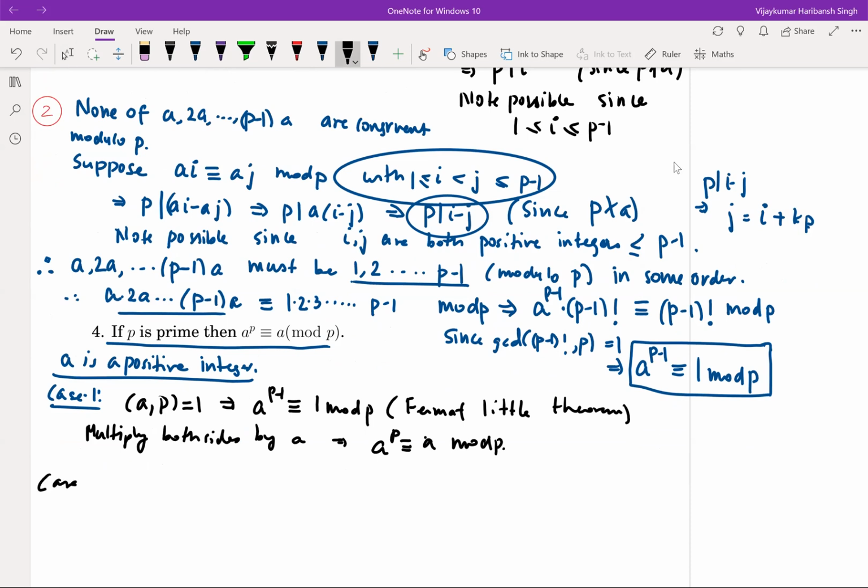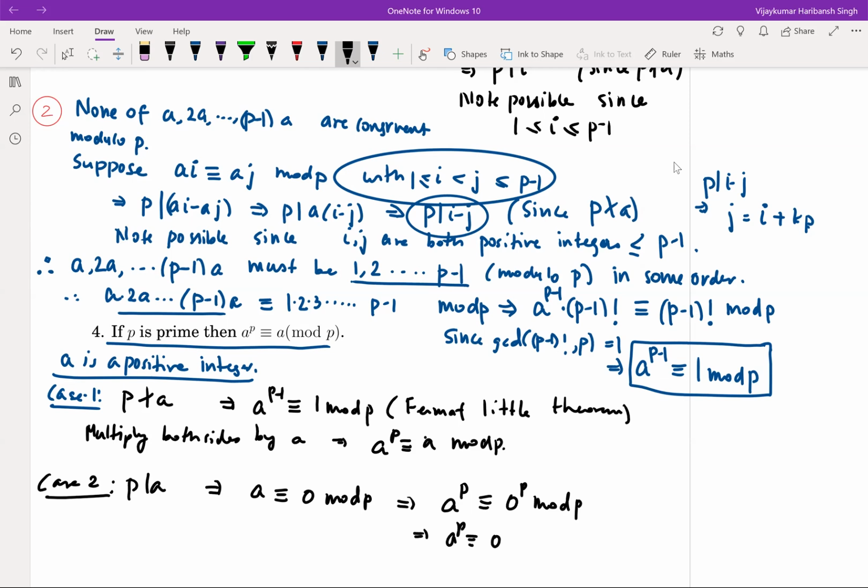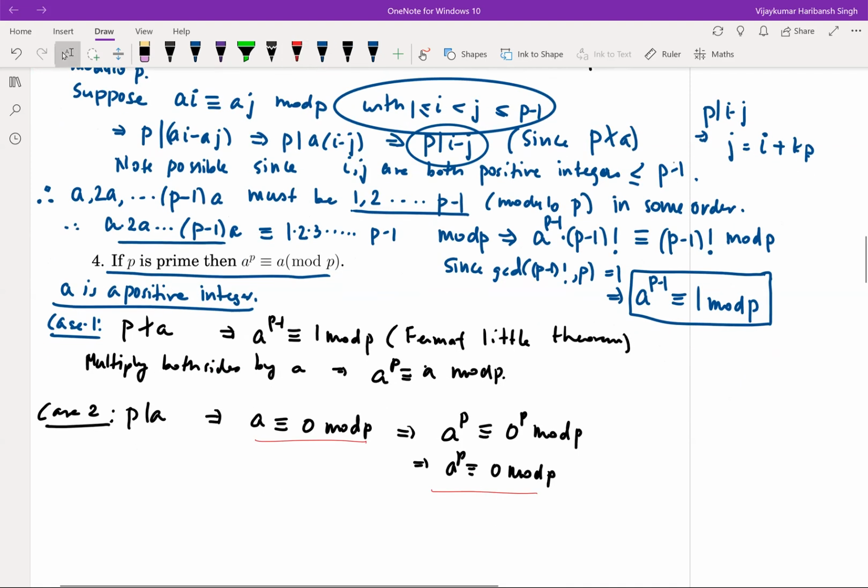Case 2 is p divides a. If p divides a, this means a is congruent to 0 mod p, and raising it to the power p as well, a to the power p is also congruent to 0 mod p. Now, these two are equal. So therefore, we get a to the power p is congruent to a.